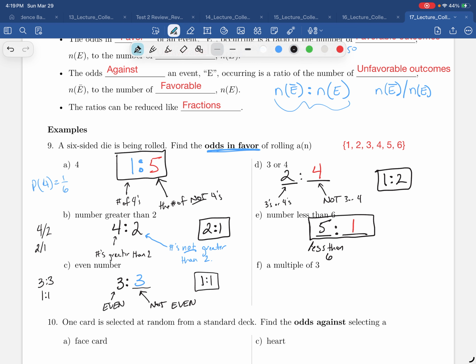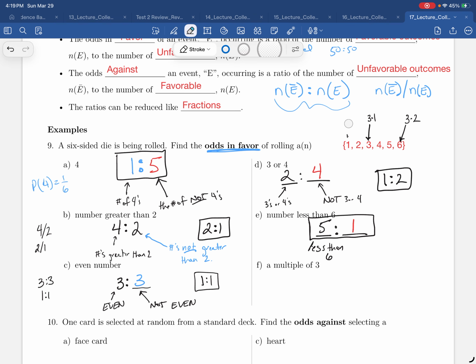So let's see, 3 is a multiple of 3 because that's 3 times 1. 6 is a multiple of 3 because that's 3 times 2. Now some people ask, is 1 a multiple of 3? No, it's not. 1 is a factor of 3, but it's not a multiple.